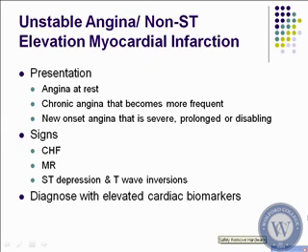The other form of MI is considered unstable MI with non-ST segment elevation. Okay? The reason they're presenting this differently is because there's different ways of treating this. Presentation is still angina at rest a lot of times, chronic angina that becomes more frequent. Signs are congestive heart failure, mitral regurgitation, ST segment depression, very similar to the other one, except you don't have the ST segment elevation. Okay? You still have ST segment depression, and you may have T-wave inversions. Okay? It's usually diagnosed by elevated cardiac biomarkers.